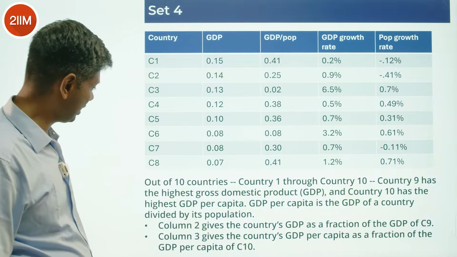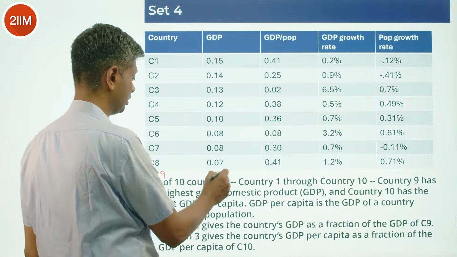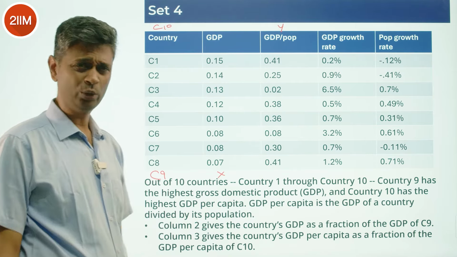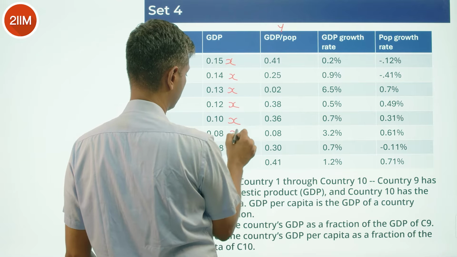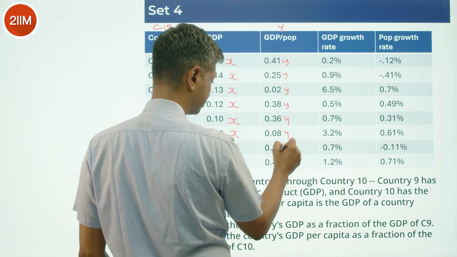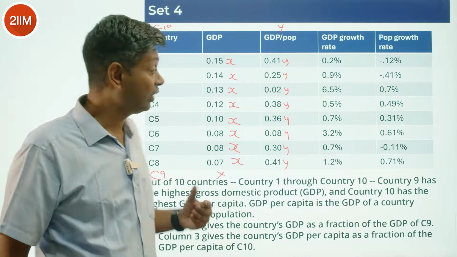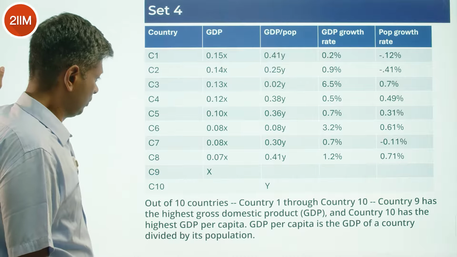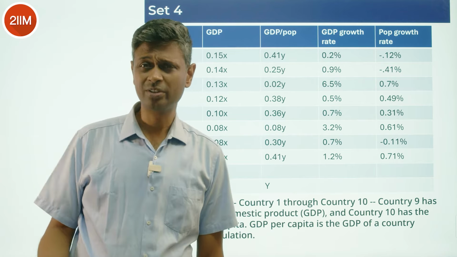We know that country 9 has the maximum GDP. We put C9, call this X, and put C10, call that Y. If you do that, then this is 0.15x, 0.14x, 0.13x, 0.12x, 0.1x, 0.41y, 0.25y, 0.02y, y. We can get all of these in terms of x and y. If we know x, we know everything. We can find ratios of two things. X and y, we've got this completely filled. We cannot do anything more than that. We have to look at the questions and see where they take us.